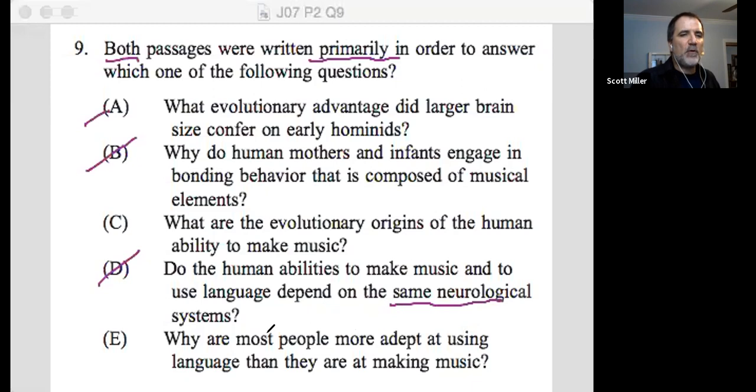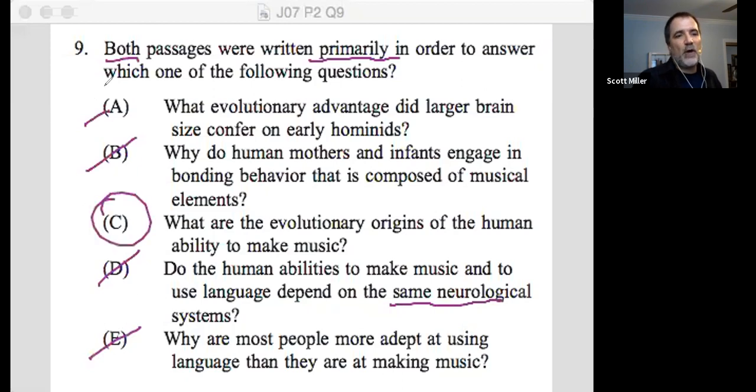Why are most people more adept at making language than they are at making music? So I remember that, again, that's something that was only mentioned in passage A, not in both passages. So just by eliminating A, B, D, and E, I'm able to get to the right answer. C is my correct answer. I fill in the bubble and go.